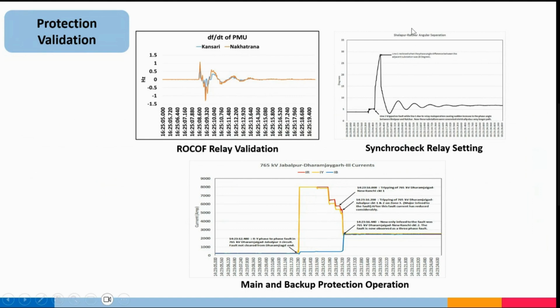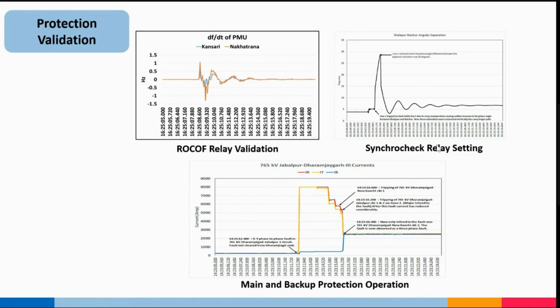One of the examples is a delayed fault clearance over here. You can easily monitor through the transmission line PMU the voltage and current of that particular line, where the fault was not getting cleared. You can see how the fault current is reducing with tripping of each of the lines. So this is how you see whether the main and backup protection system is properly operating. Then the rate of change of frequency relay is also there, to check whether it is operating correctly or not. Then there are synchro check relay settings.